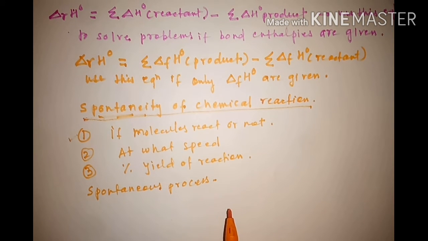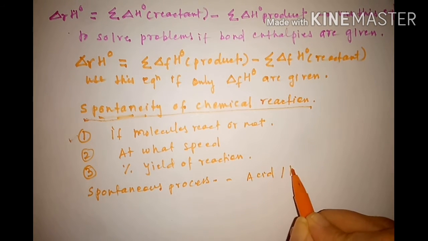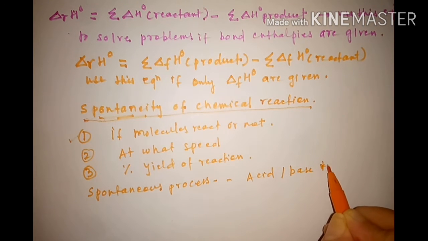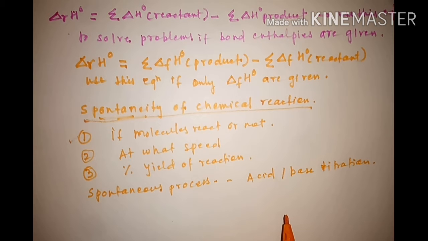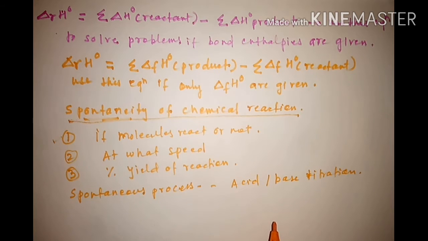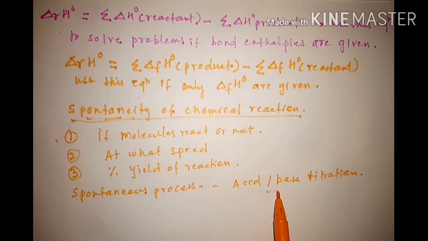For example, when you perform an acid-base titration in the chemistry lab, you are adding base from the burette to the acid, and they start reacting together to form salt and water. This is a very commonly used titration in the chemistry lab. You don't have to supply energy. In some cases you might have to supply energy, like in redox titration, but for acid-base titration you need not. So this reaction occurs without any external influence.